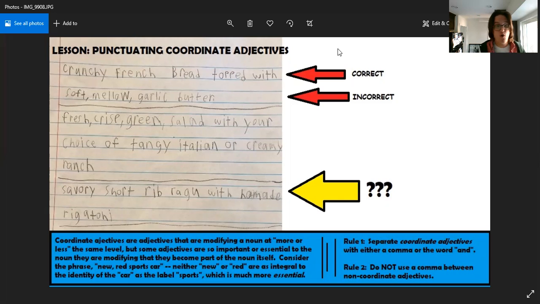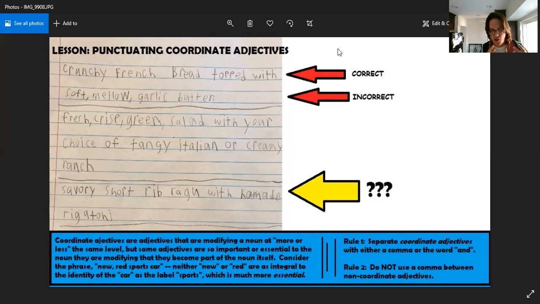And what do we do when we have coordinate adjectives? Well, if we have more than one, we're going to separate them either with the word and, or with commas. So if you are describing a noun with more than one adjective and you have at least two of them that are of relatively equal value, they're going to need an and or a comma in between them.